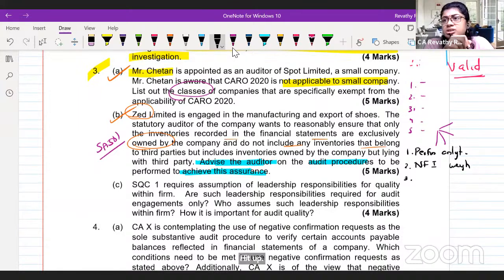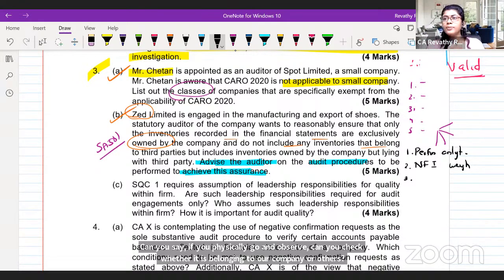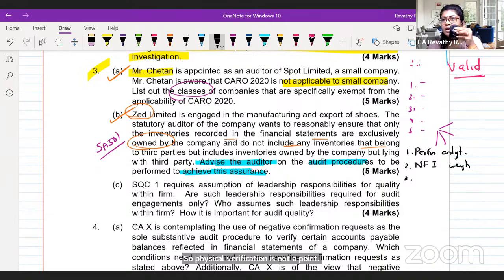Physical verification. Will it help? If you physically go and observe, can you check whether it belongs to our company or others? Physical verification is not the point. You're coming and seeing my inventory. Do you know whether it's mine or my son's? Physical verification is not a point.